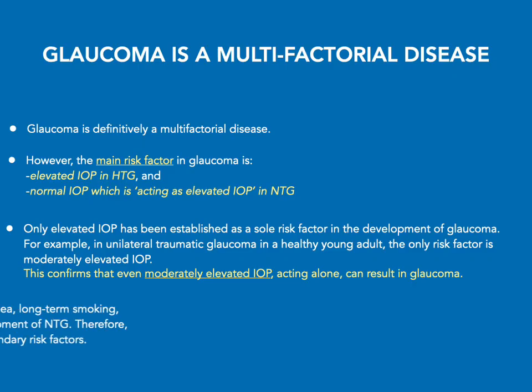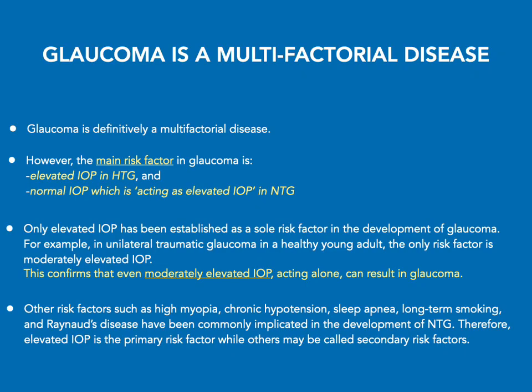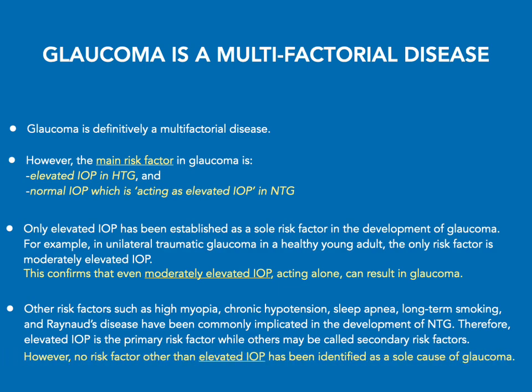Other risk factors such as high myopia, chronic hypotension, sleep apnea, long-term smoking, and Raynaud's disease have been commonly implicated in the development of NTG. Therefore, elevated IOP is a primary risk factor, while others may be called secondary risk factors. However, no risk factor other than elevated IOP has been identified as a sole cause of glaucoma.